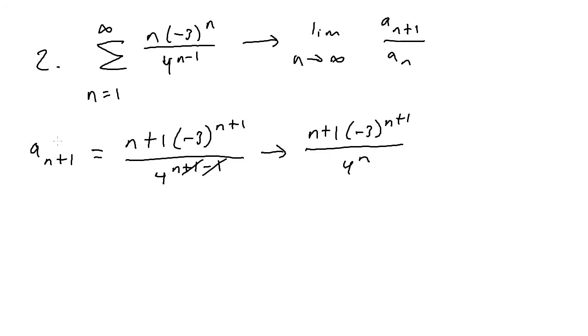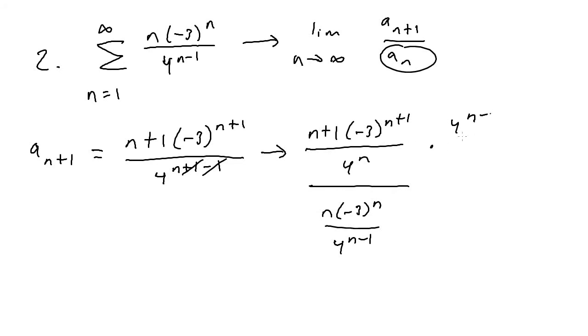So obviously that is our a sub n plus 1, and we're going to take that and divide it by a sub n, which is just our given sequence. So we're going to divide that by n times negative 3 to the n over 4 to the n minus 1 power. Obviously when we divide by a fraction, we're going to multiply by its reciprocal. So we're going to multiply it by 4 to the n minus 1 over n times negative 3 to the n power.